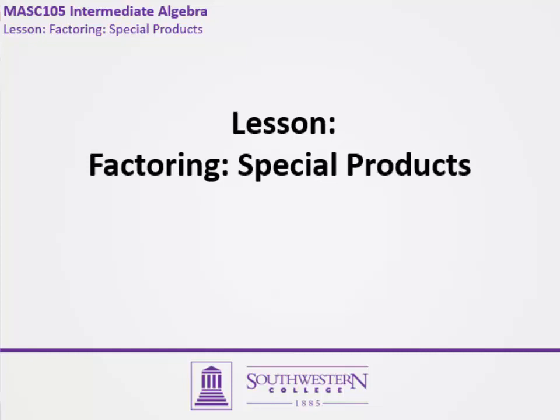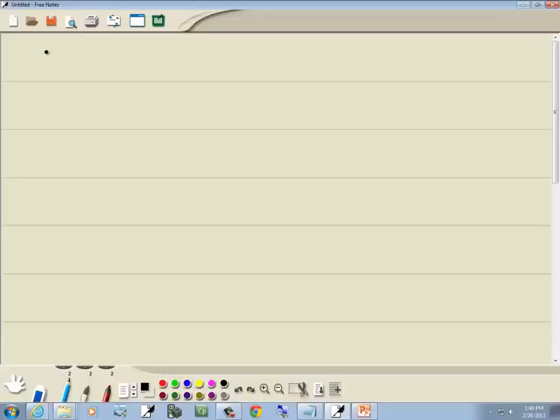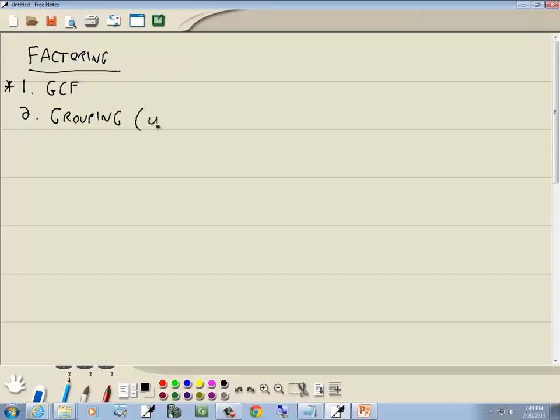And let's take a look at factoring special products. Now just to review factoring a little bit here. Our first method of factoring was the GCF, and that stood for greatest common factor. Remember, we always try to do that. Our second one was grouping, and that's when you have 4 or more terms.